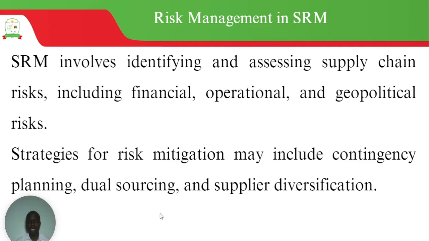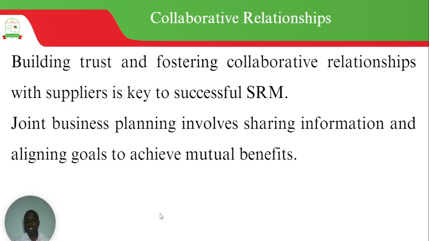Now, when we are talking about strategies for risk mitigation, we may include contingency planning. So we plan ahead, ensure we do proper planning for all supply chain activities. Dual sourcing, of course, dual means two. So we could try and have two suppliers so that when one fails, then we can also use the other one. And also supplier diversification. Now you can have quite a number of them, and it is up to you to choose them based on reliability and how they are going to serve you.